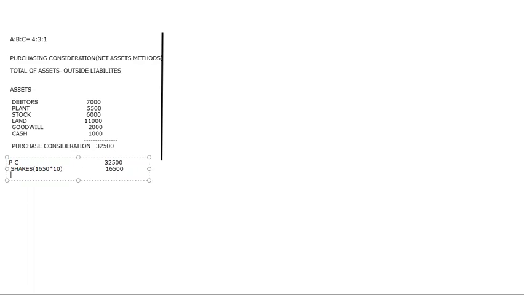16,500. So if they are giving 16,500, then the balance will be how much? The balance will be 16,000 in the form of cash. So the balance should be cash, and that is given as 16,000. If I subtract, I'll get 16,000. So this is how my working part is done.